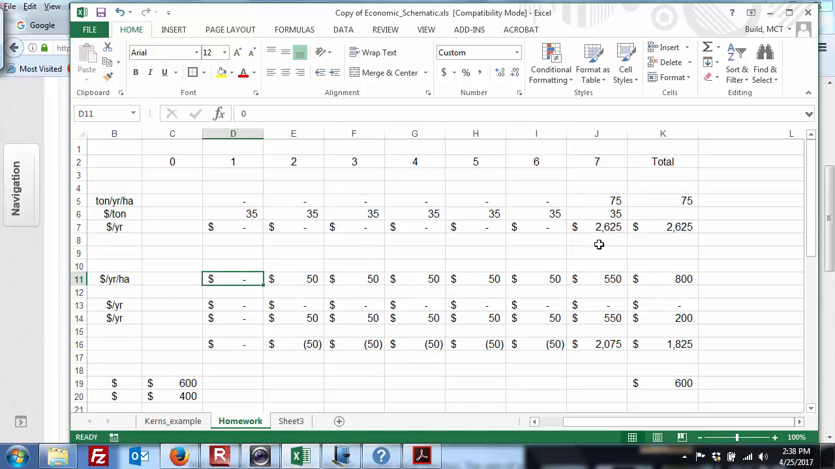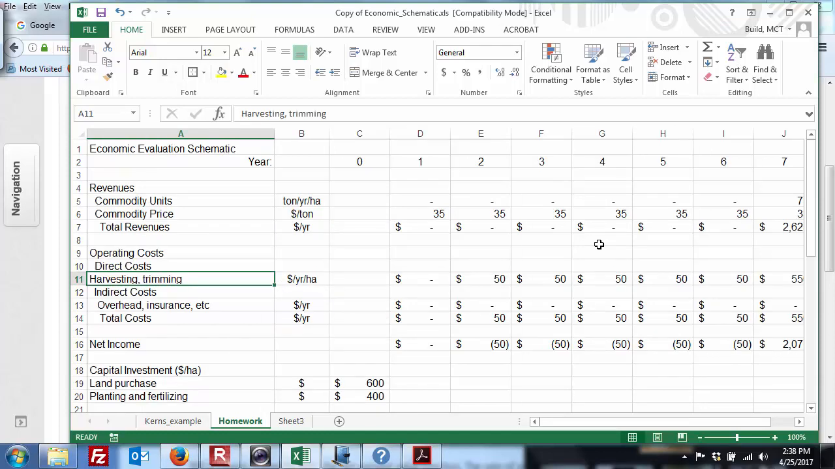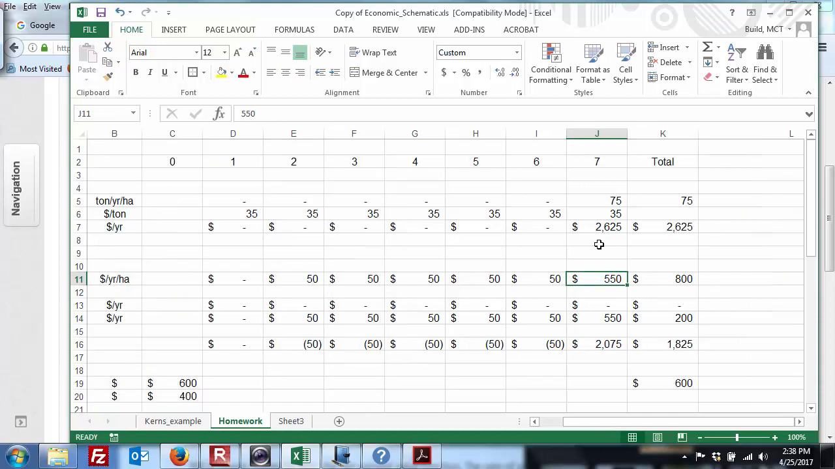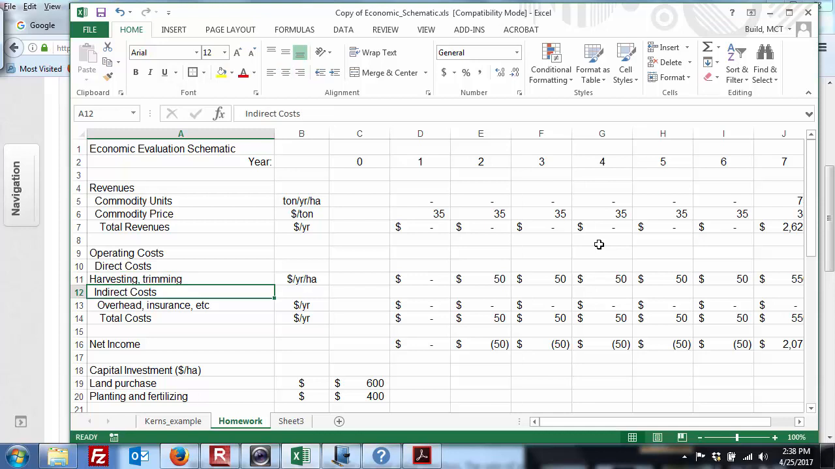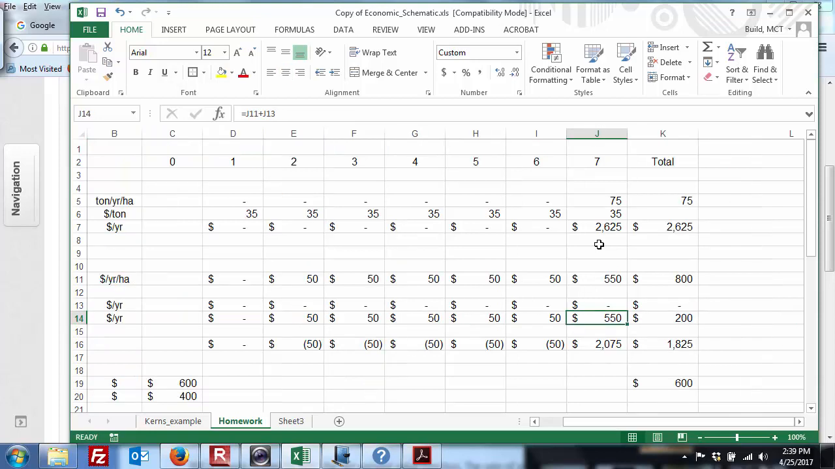Over here, in the first year, there's no maintenance cost, so this is harvesting and trimming. Nothing in the first year, $50, $50, $50, $50, years 2 through 6. And then our harvesting costs are $550 in year 7. Total harvesting is $800. So we had no overhead or insurance. So the totals end up being pretty much the same that we just saw.